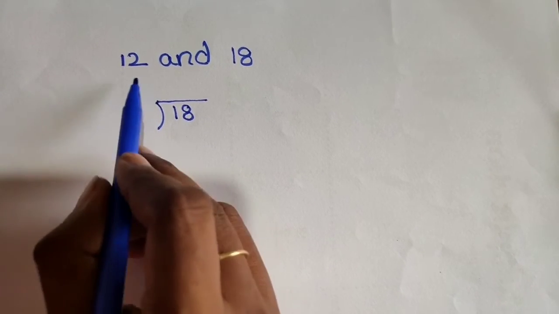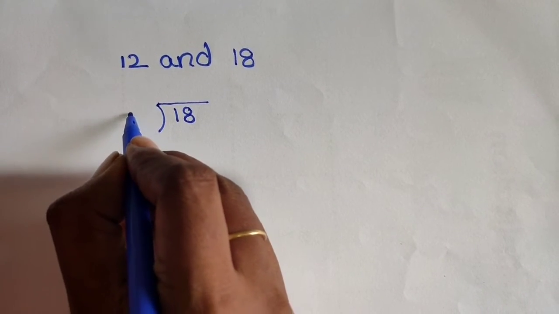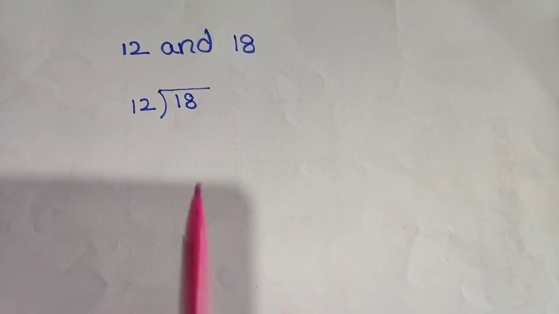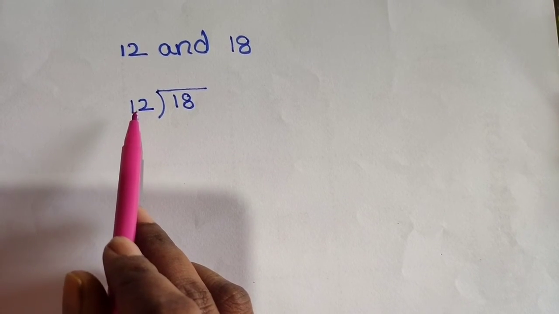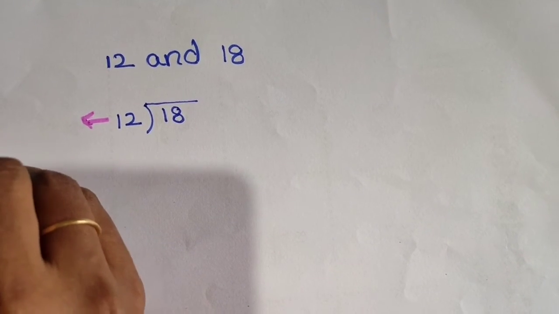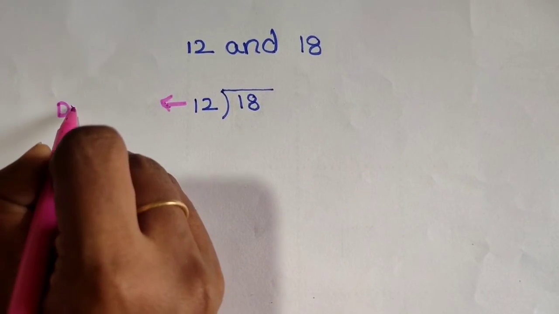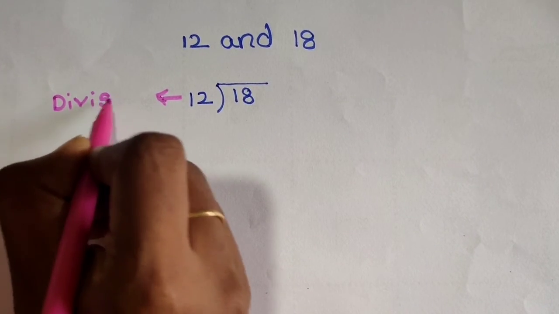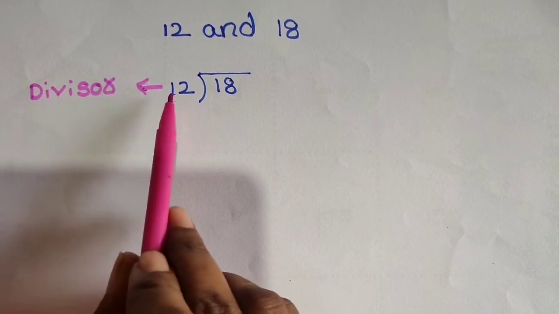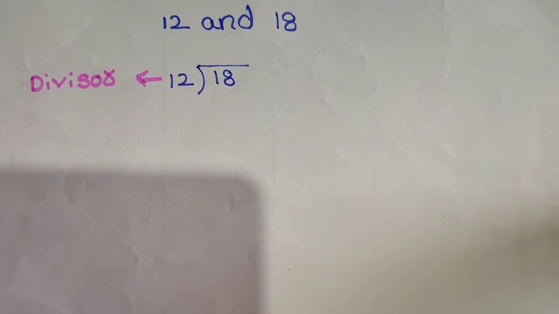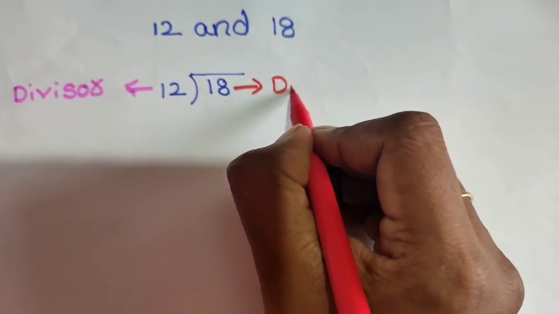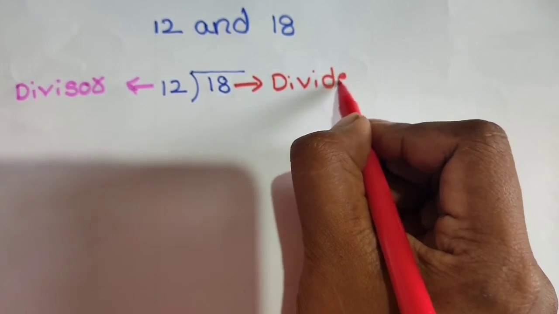Whatever the number we are dividing by is called a divisor. That means here 12 is a divisor. And what is the dividend? 18. 18 is the dividend. Here 12 is the divisor and 18 is the dividend. The number that is being divided by the other one is called the dividend, and the number that is dividing the other one is called the divisor. Here 12 is the divisor and 18 is the dividend.